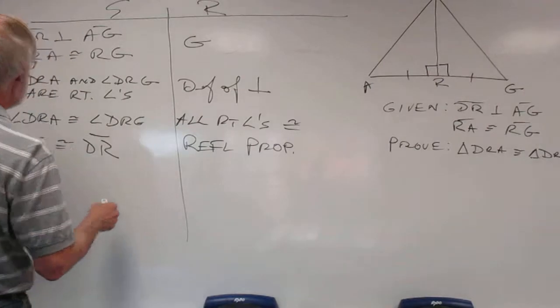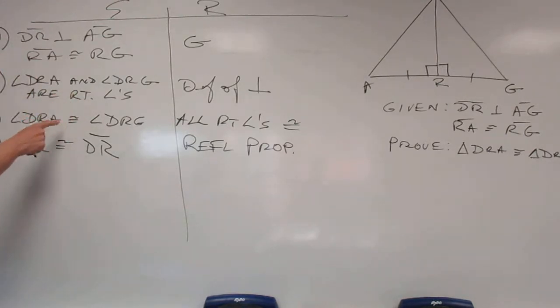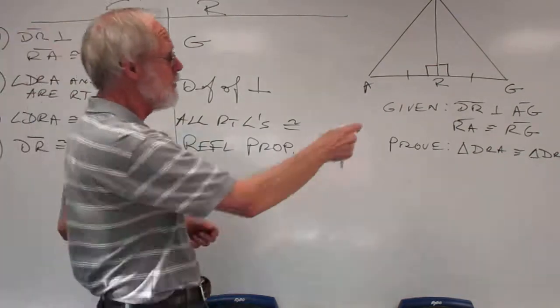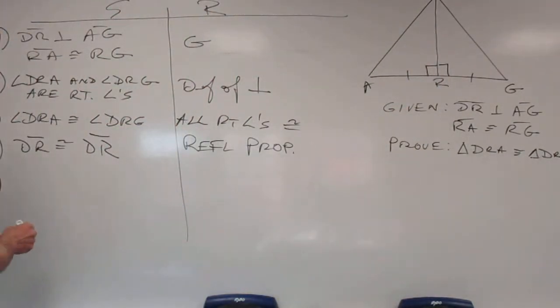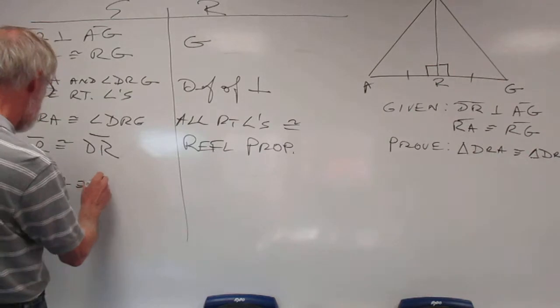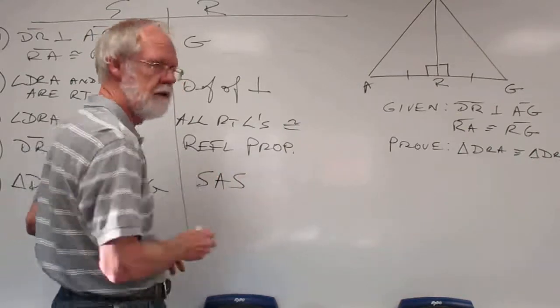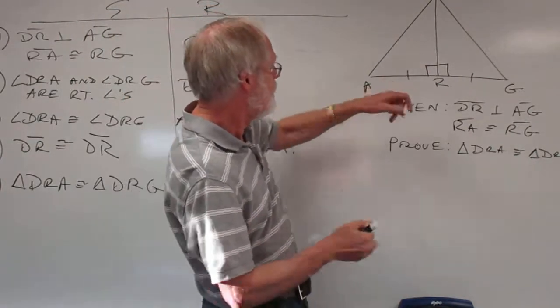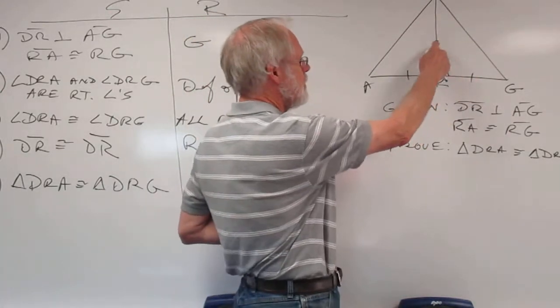Now, if you look over here, originally, up here, we had a side. So I'm going to mark that with an S. Down here, we have an angle, and here we have a side. And if you'll notice, the angle is right between the two sides. So therefore, in order to prove these two triangles congruent, triangle DRA congruent to triangle DRG, the reason is going to be side, angle, side. Because, again, we have a side, an angle, and a side, congruent to a side, an angle, and a side.